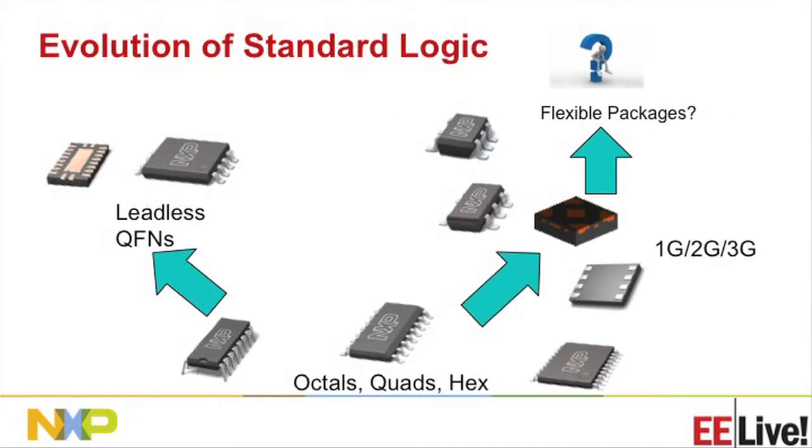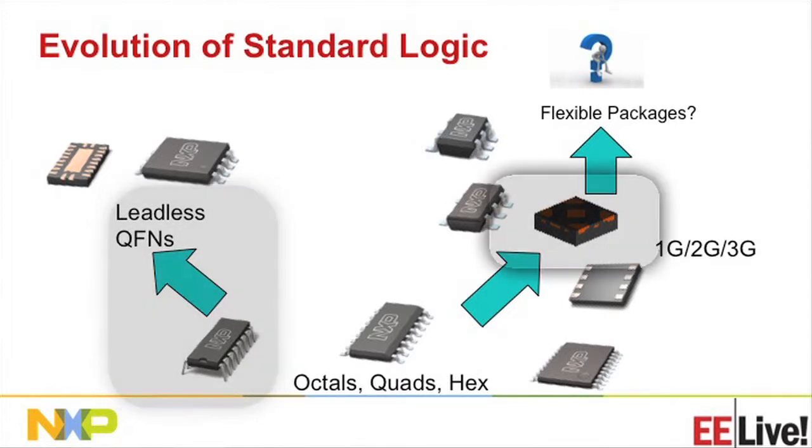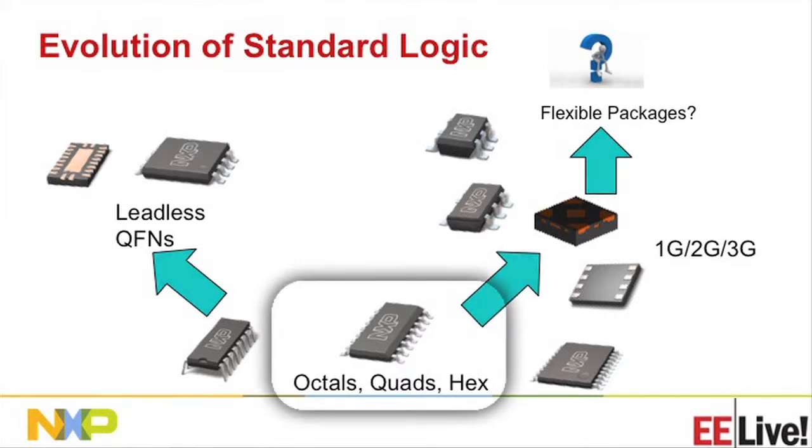So the standard logic has evolved in the last few decades from bigger packages and more functions in one package, like octals, quads, and hex, into smaller single, dual, and triple gate functions. In terms of packages, you would see the trend going into leadless. Even the latest package is the diamond package, which measures 0.64 square millimeters. That's small. But again, here you had 4, 6, or 8 functions. Here you are looking at single, dual, and triple gates.